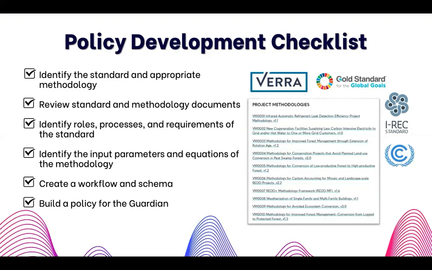We want to understand the specific input parameters and equations used in the methodology. These will be essential for accurately calculating and reporting the correct values. Step 5 is to create a workflow and schema. And this is when you would develop a clear workflow and schema that outlines a step-by-step process for using the Guardian within your project. This will help streamline operations and ensure consistent application. And then the final step is to configure your policy within the Guardian.